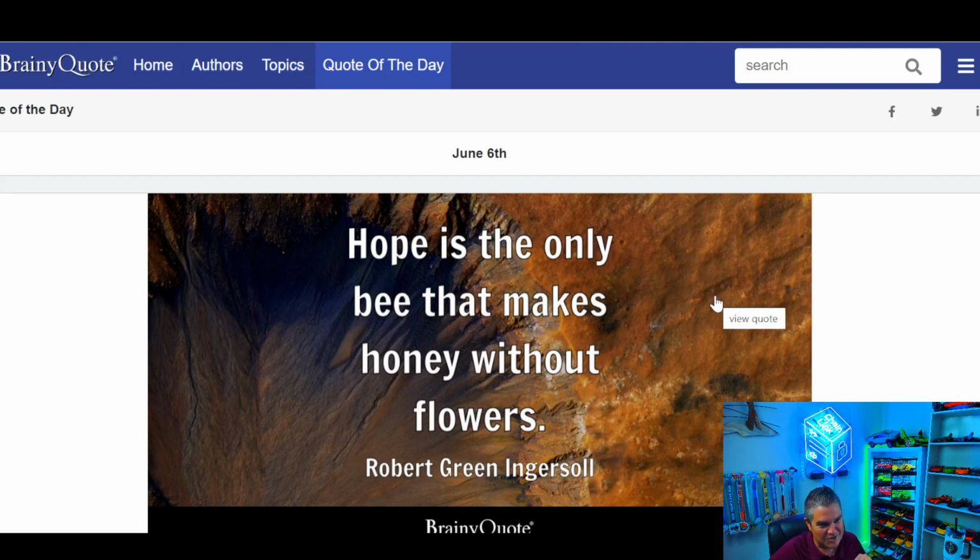Quote of the day by Robert Green Ingersoll: Hope is the only bee that makes honey without flowers. You gotta see the vision.